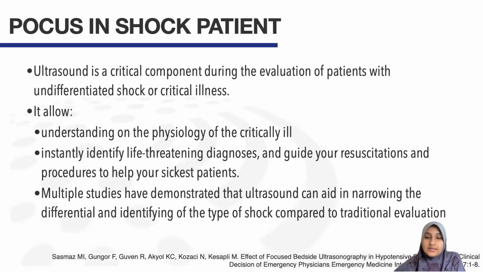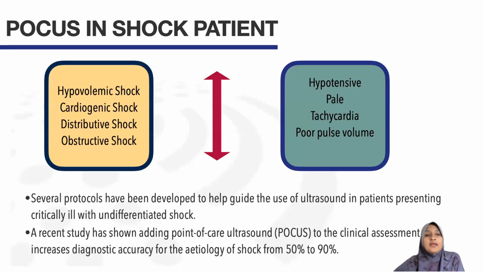Multiple studies have demonstrated that ultrasound can aid in narrowing the differential and identifying the type of shock compared to the traditional evaluation. So when a patient comes into your resus who is very, very ill, they may present with hypotension, pale, tachycardic, poor pulse volume, cold peripheries. It's a bit difficult at that point of time for us to differentiate what type of shock they have. 50% of the time, we wouldn't know the diagnosis on the initial assessment. This patient may have hypovolemic shock, cardiogenic shock, distributive shock, or obstructive shock.